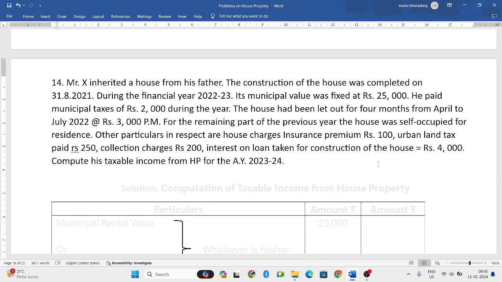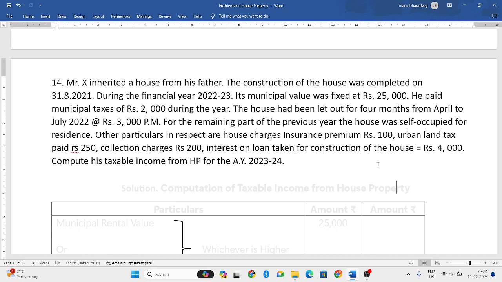The house had been let out for 4 months from April to July. So only the house was let out for 4 months, at 3,000 per month. For the remaining part of the previous year, the house was self-occupied for residence. But in the eyes of tax, it is considered to be let out throughout the year.